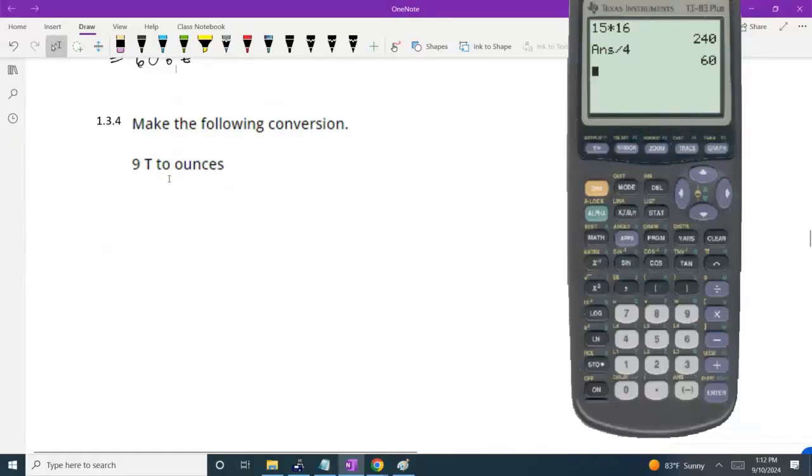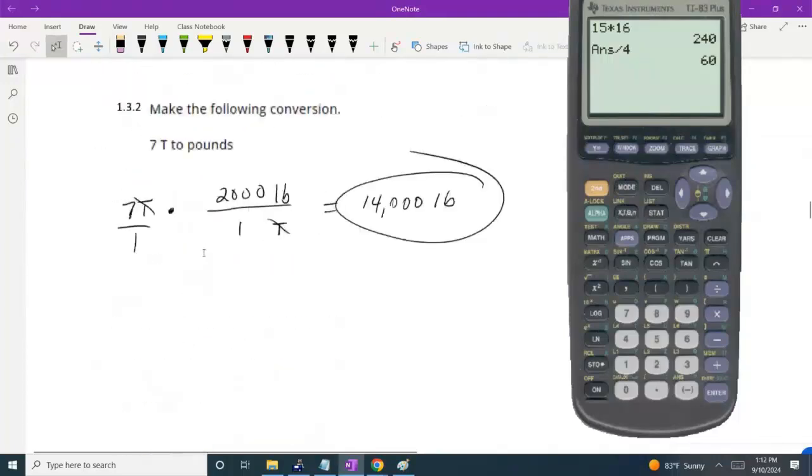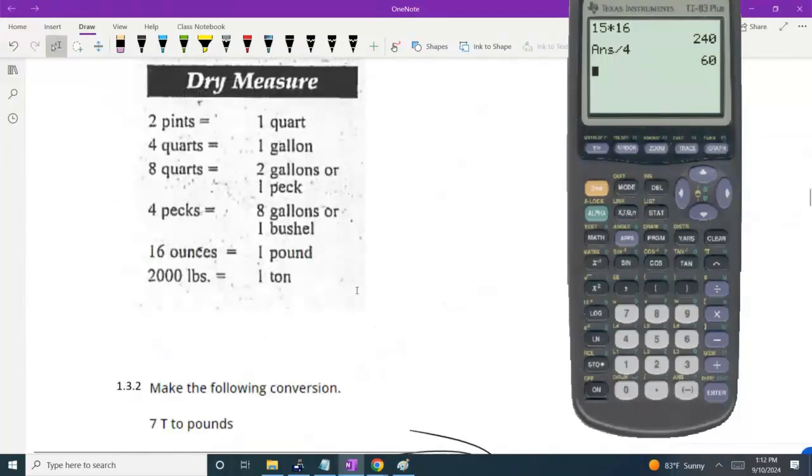Problem number 4 says make the conversion 9 tons to ounces. If I look back at my formula sheet, I don't have a direct conversion from tons to ounces. I have to convert tons to pounds and then pounds to ounces.